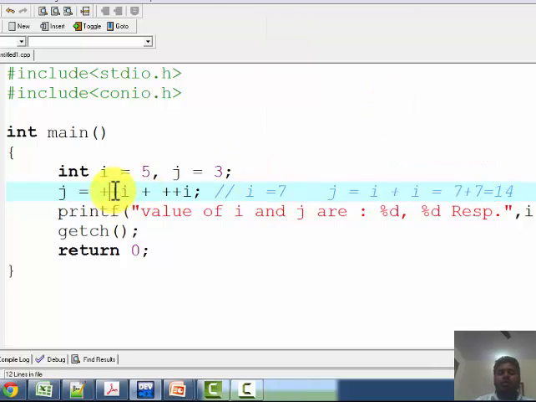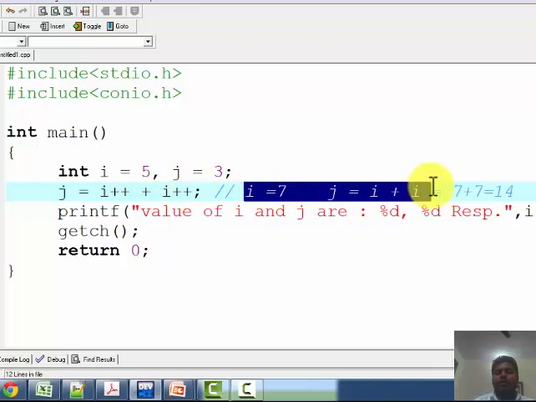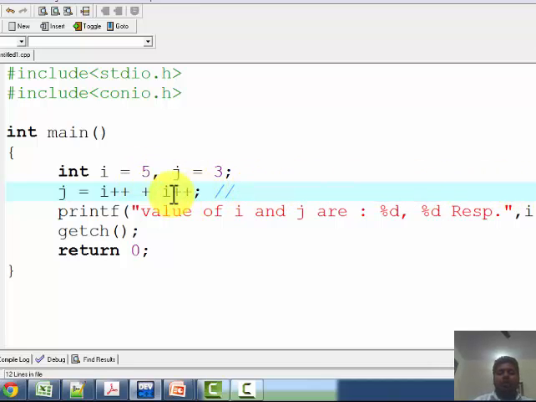Now we will be using post instead of pre. So the value of I is 5 and the value of j is 3. First of all, solve the pre. There is no pre. Now we have to solve the equation. What is the equation? j is equal to I plus I. The current value of I is 5, so j is equal to 5 plus 5, that is 10.